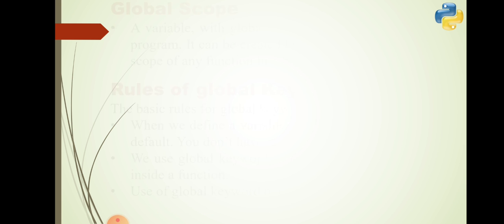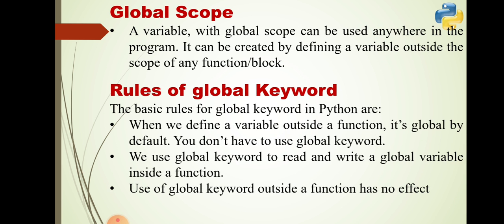Okay, so the next thing, what is meant by global scope? A variable with a global scope can be used anywhere in the program. Okay, a variable with a global scope means we can access it from anywhere in the program. It can be created by defining a variable outside the scope of any function block. Outside the function also we can define the variable, and also outside of the function we can refer to it and access the values.